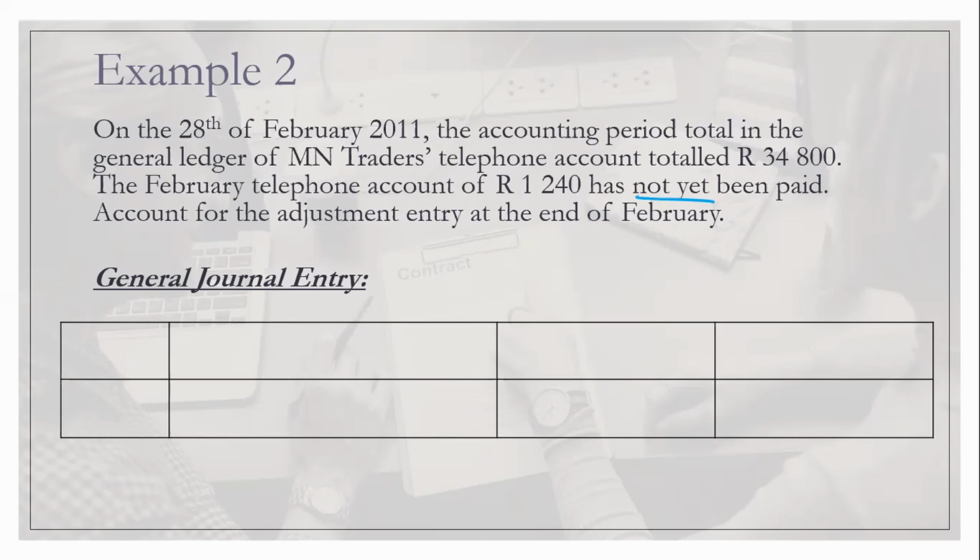So the 1,240 would be an accrued expense. Good. That is perfect. So since we have incurred this expense but not yet paid it, we need to adjust for it. Meaning that on the 28th of Feb, we have which two accounts? The telephone and then the accrued expense. Telephone and accrued expense. Okay, everyone with me?